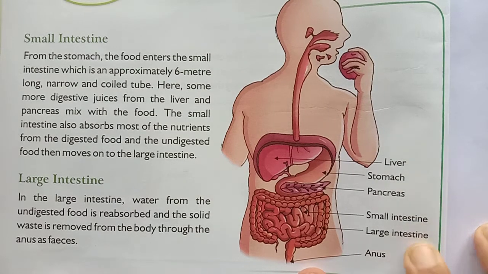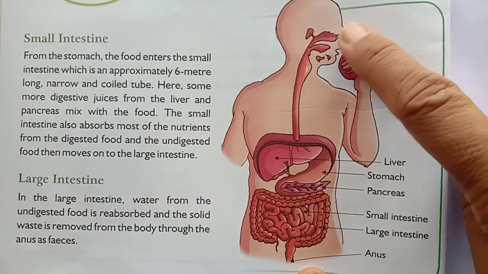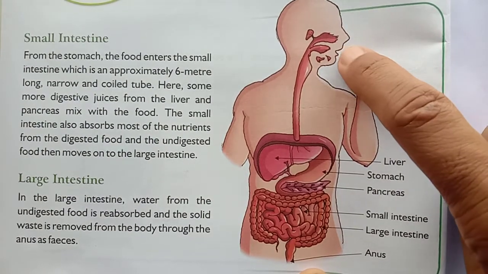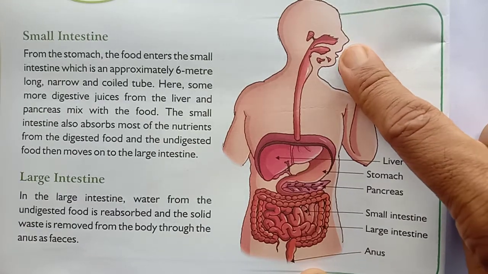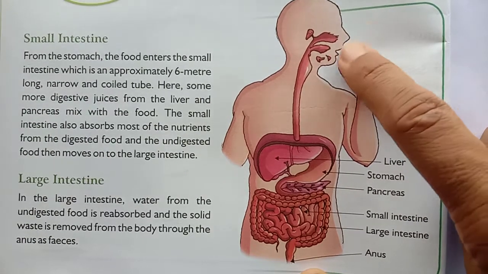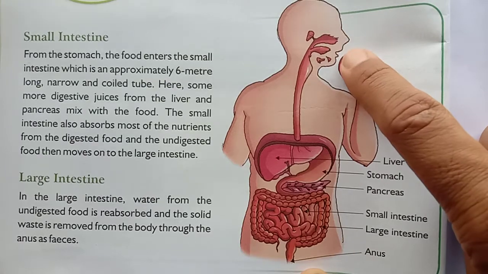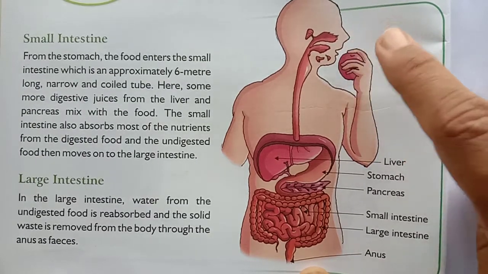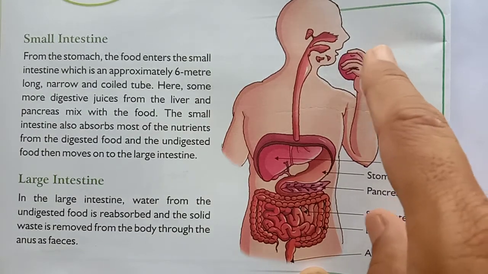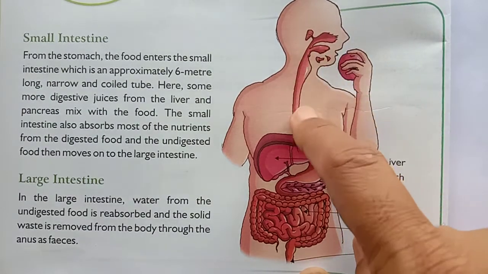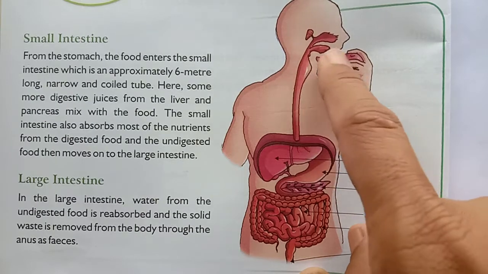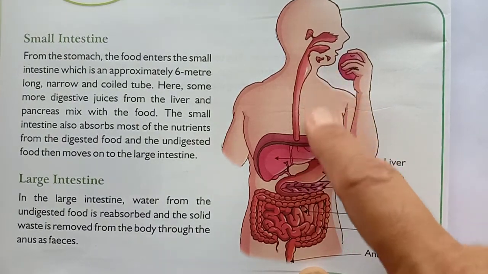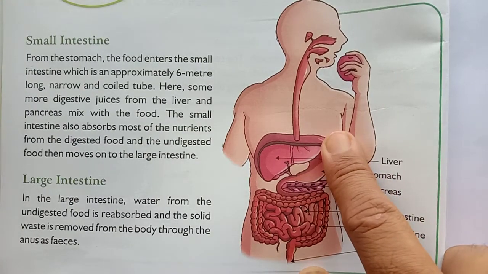So we can see that the process starts from the mouth. When we eat something, we chew, and the tongue and the salivary glands help us. The food becomes wet and soft. Then we swallow it, and the swallowed food comes through the esophagus to the stomach. In the stomach, the food will be digested.